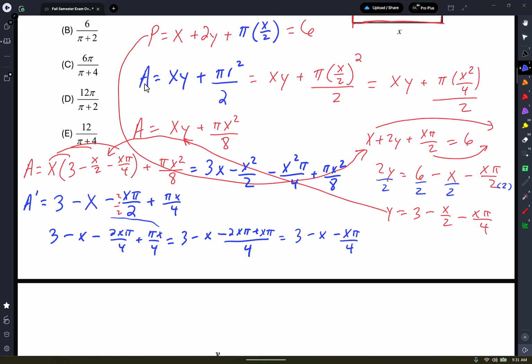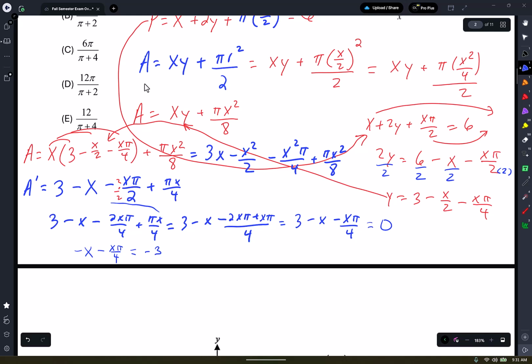And since this is my derivative, this is going to equal 0. And all I'm going to do is solve for x. Move the 3 to the other side. So let me see, I can still fit it right here. So negative x minus x pi over 4. In a little bit, I'll get a common denominator. Equals negative 3. Yeah, you can already see what it's going to be. You guys ready? I multiply this one right here by 4 over 4. So it is a lot of arithmetic.